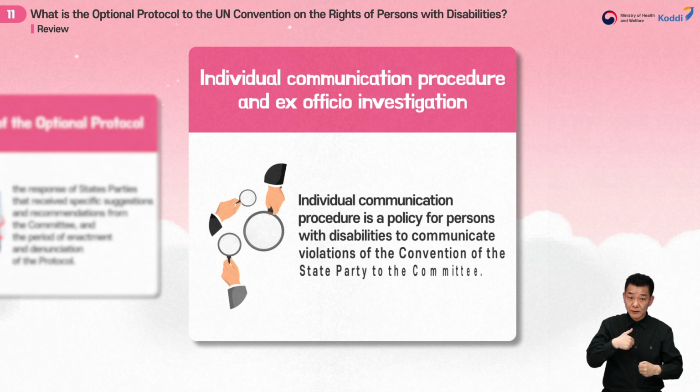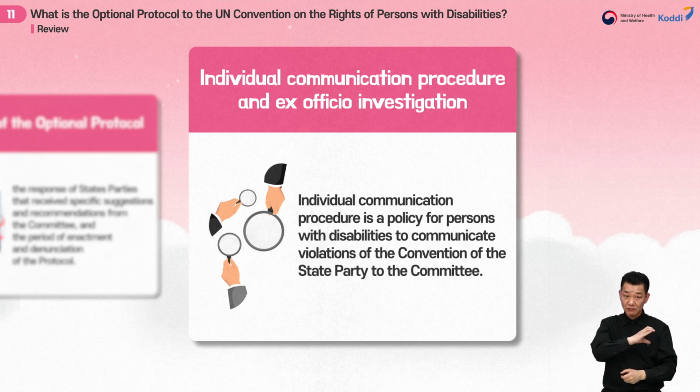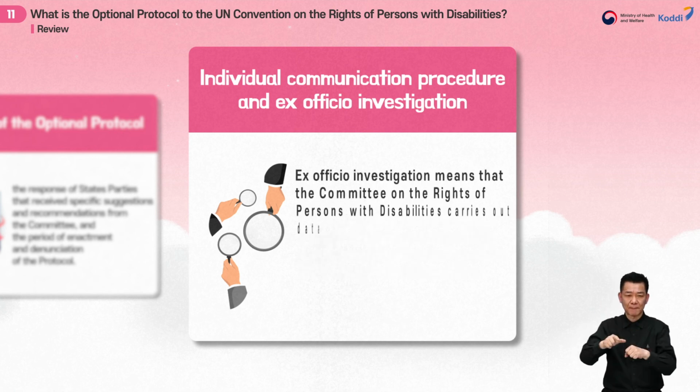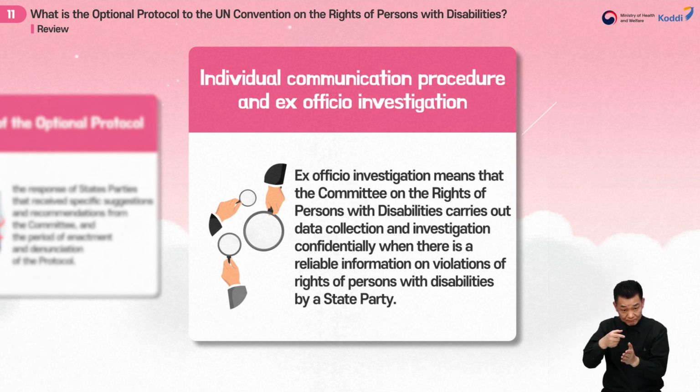Individual communication procedure is a policy for persons with disabilities to communicate violations of the Convention by the state party to the Committee. An ex officio investigation means that the Committee on the Rights of Persons with Disabilities carries out data collection and investigation confidentially when there is reliable information on violations of rights of persons with disabilities by a state party.